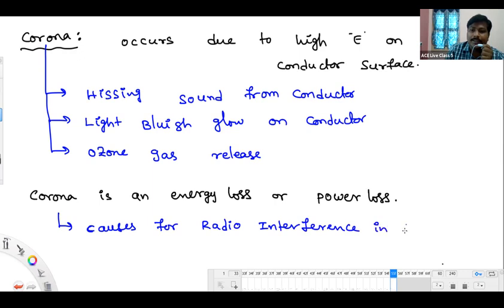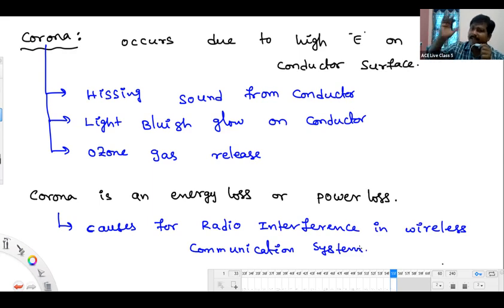In wireless communication system. This is one of the major disadvantages of the corona. Increasing power loss is okay, it may not be very, very high, but it is disturbing the other systems. This is the main disadvantage of the corona. And one more disadvantage is also there because of corona. I'll show that in the next slide.